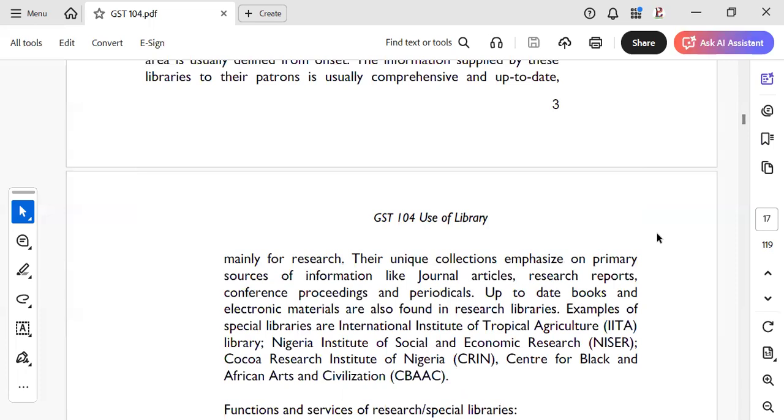Mainly for research, their unique collection emphasizes primary sources of information like journal articles, research reports, conference proceedings, periodicals, up-to-date books and electronic material are also found in research libraries. Examples of research libraries are International Institute of Tropical Agriculture, that is IITA Library, Nigerian Institute of Social and Economic Research, NISER, Cultural Research Institute of Nigeria, CRIN, Center for Black and African Art Civilization, CBAAC. Is that all, sir?